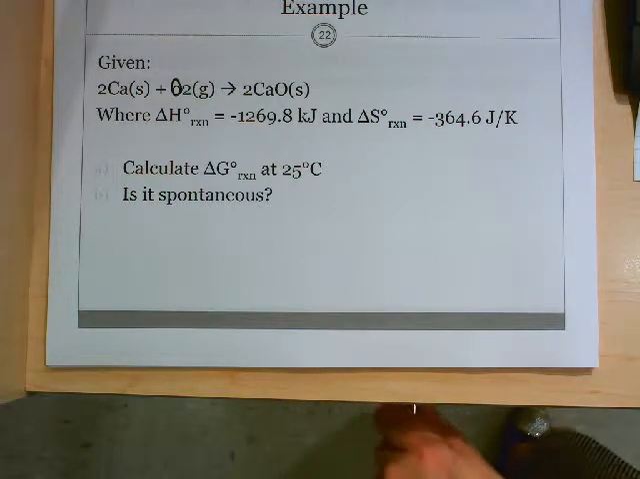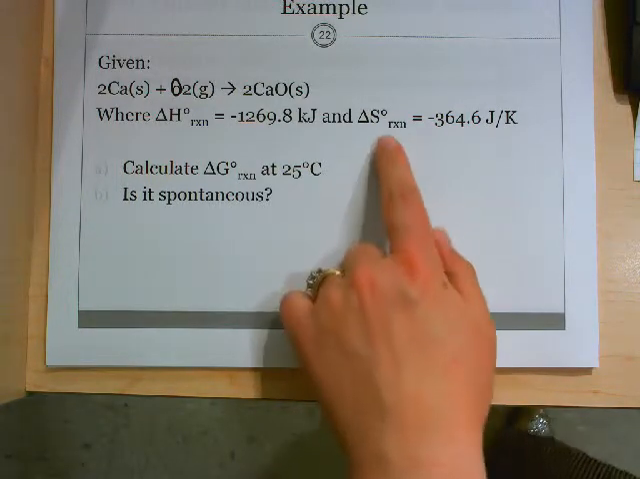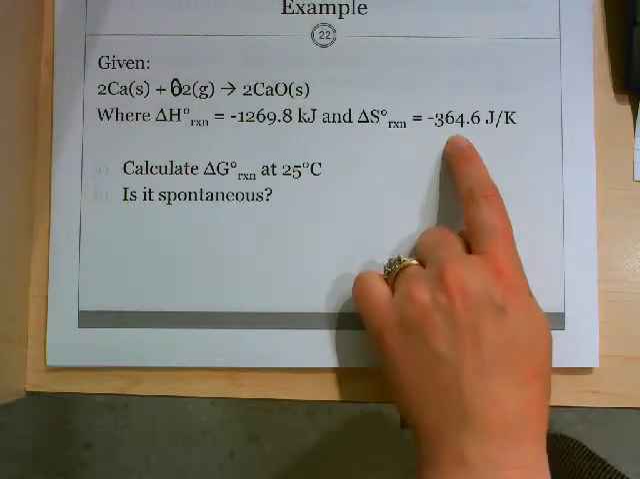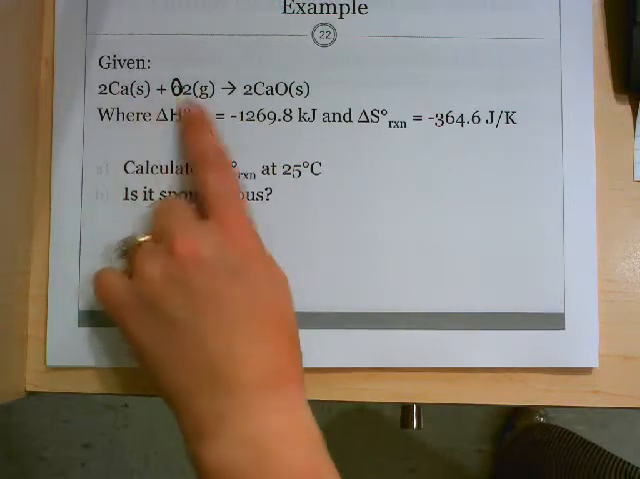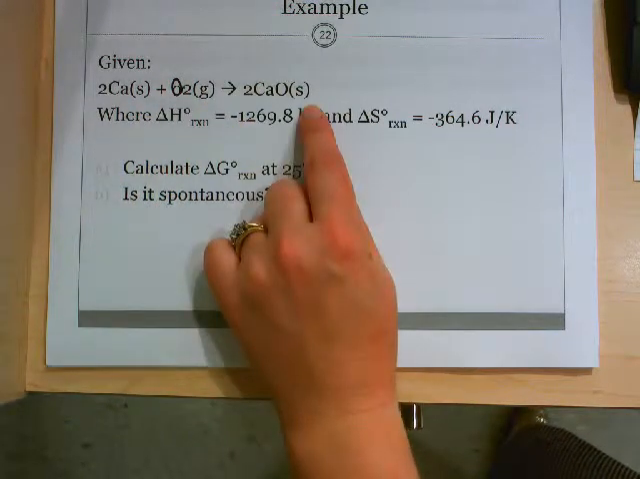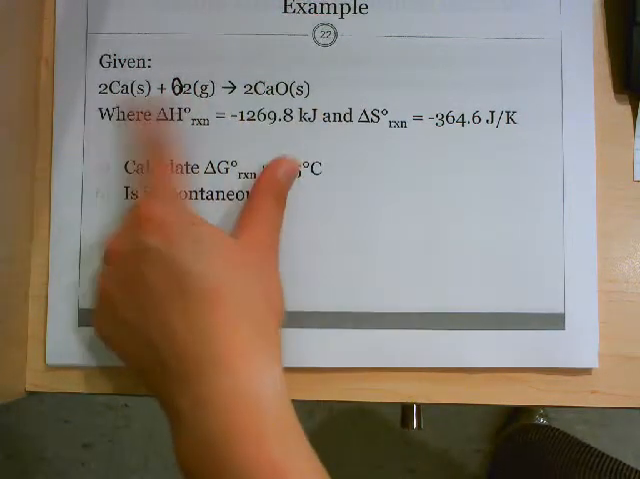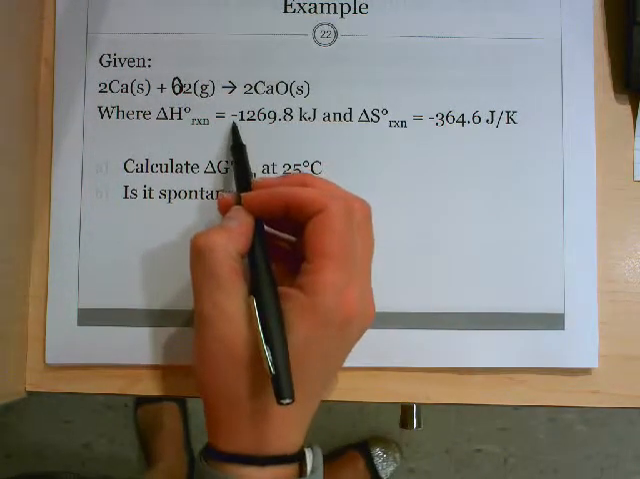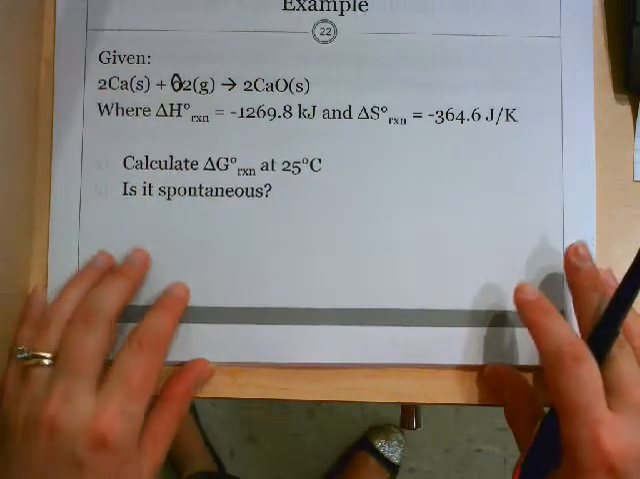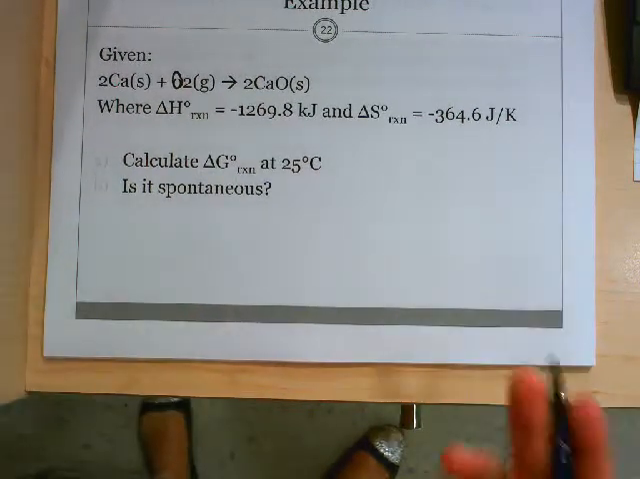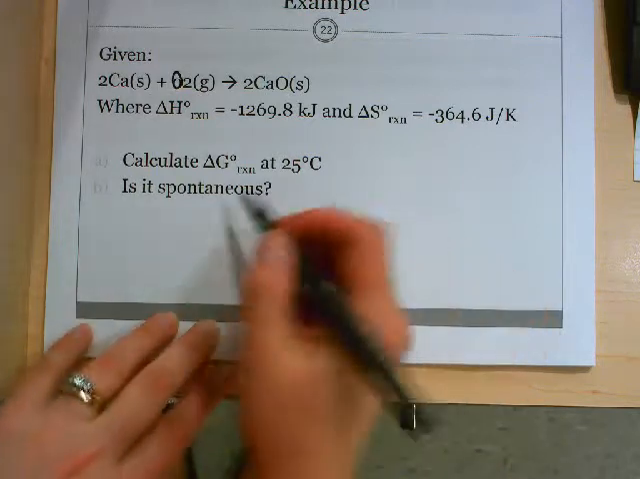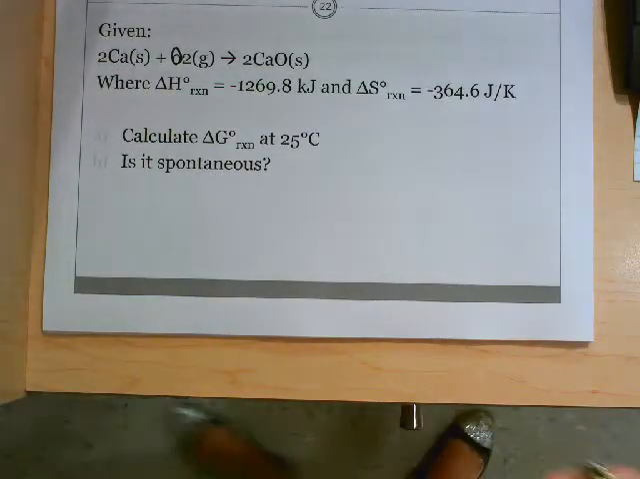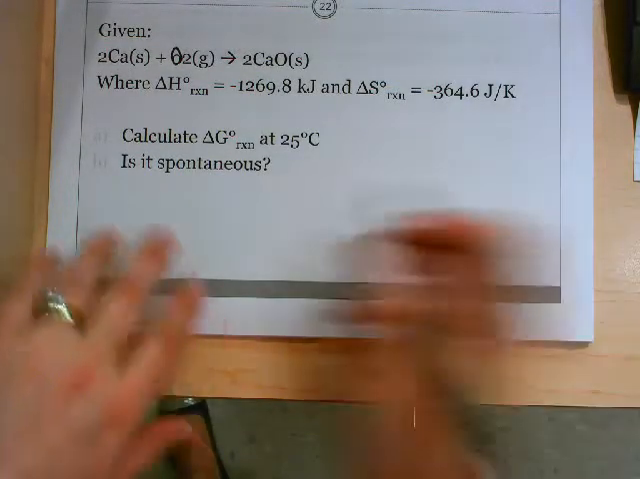First of all, looking at this, does it make sense that the delta S is negative? Yeah, right? I'm forcing a gas to become a solid. And I'm going from 3 moles of things down to 2 moles, so it's definitely that. If the delta H is negative, is that exothermic or endothermic? Exothermic, right? So let's figure out what the overall delta G is, and then figure out, is it spontaneous?